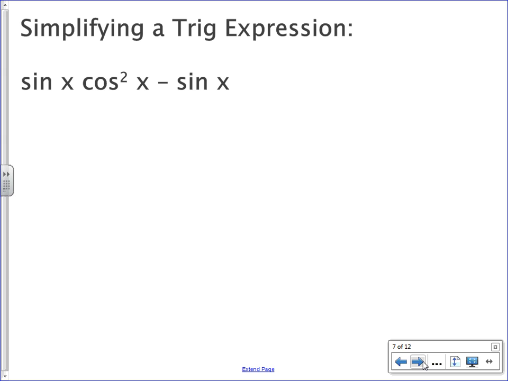So what's true if we had a polynomial and they both had an x squared? What would we do? Factor. Both of these have a common factor, so we can factor it out. So when I factor out a sine x, right here we're left with cosine squared x, and here we're left with 1.